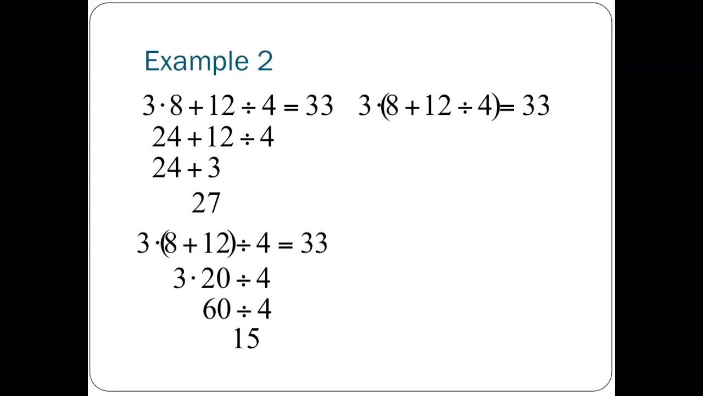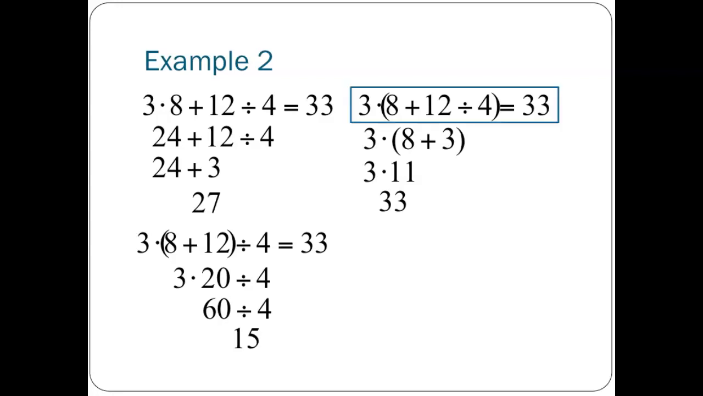Now if we do this, we have 3 times, and then inside the parentheses we're going to do the addition. So this is going to be 8 plus 3 inside the parentheses, and 8 plus 3, we have to do that because it's inside the parentheses first. So 3 times 11, and that's equal to 33. And so that gives us what we're trying to get on the right-hand side. And so that's how you would put the parentheses around that expression.